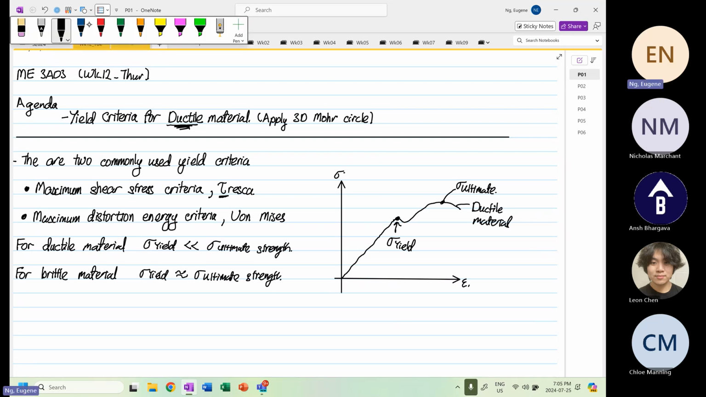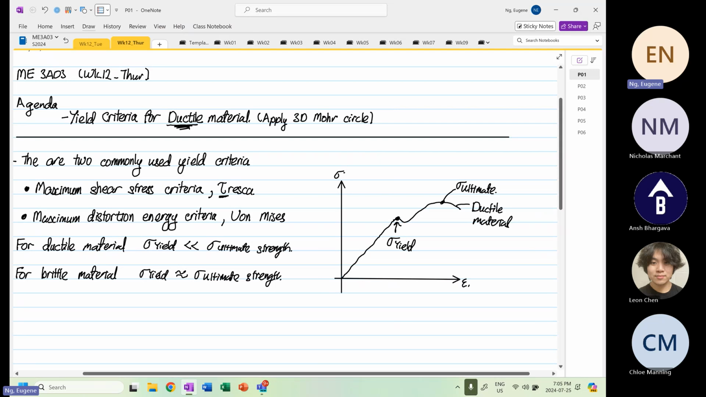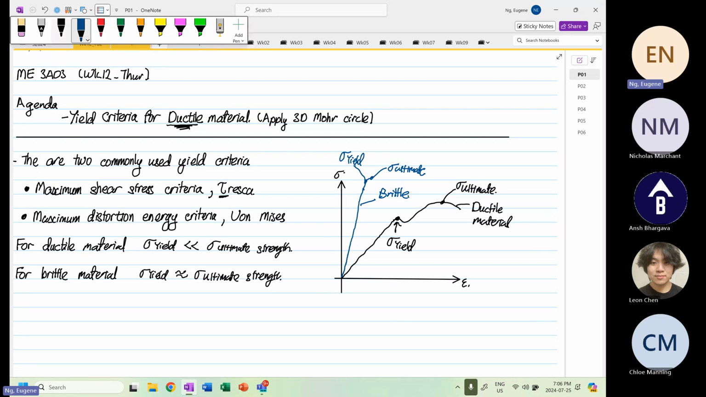For brittle material, what you tend to see is it has a much higher Young's modulus, and the yield and fracture are very close together. So this is our stress yield, and over here, this is our stress ultimate. Okay, and this is for brittle material. So today we're going to concentrate on ductile material. We're just going to do one.